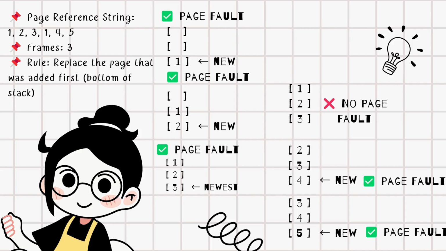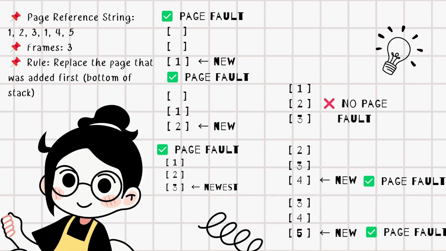Step 4, page 1 appears again, but since it's already in memory, no page fault this time. Step 5, page 4 arrives. Memory is full, so we remove the oldest page, page 1, and insert page 4. That's a page fault. Step 6, page 5 is next.